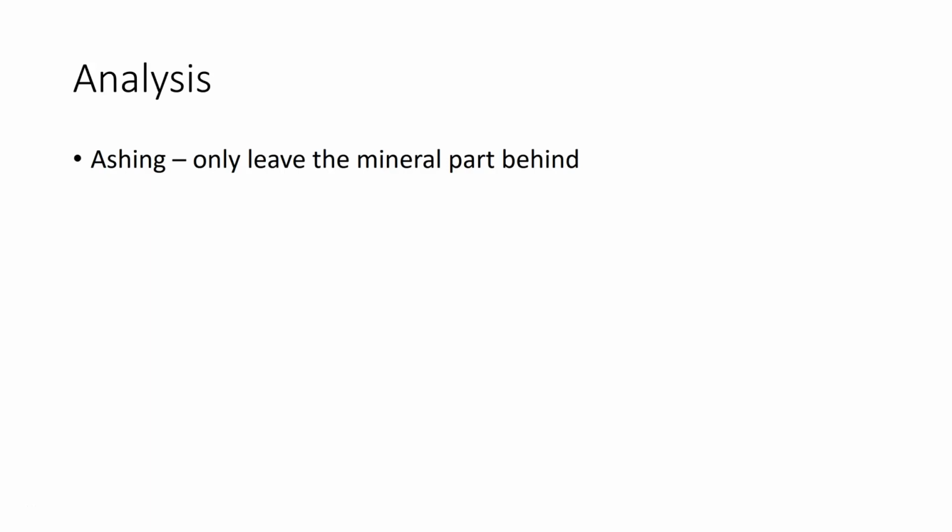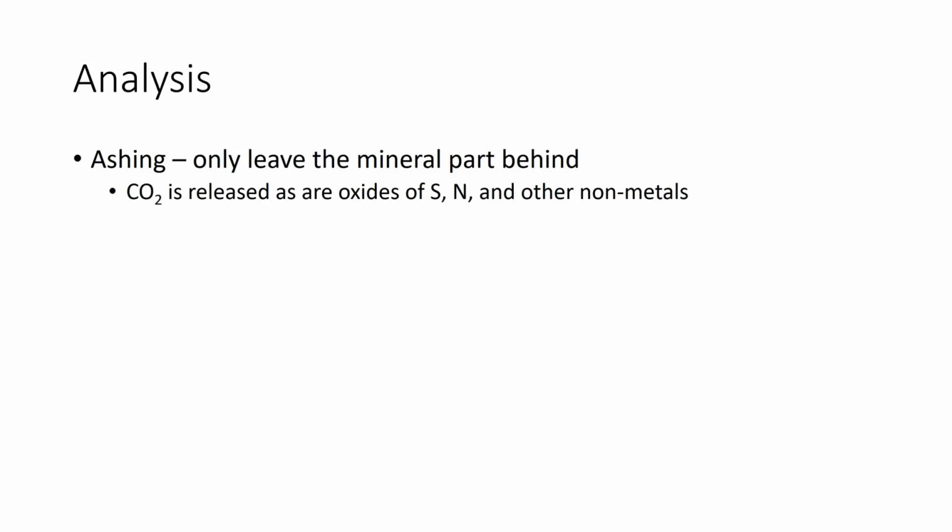The non-metals tend to be oxides and they tend to volatilize off, which means there are special manners by which we analyze them. Carbon dioxide is released, as are oxides of sulfur, nitrogen, and other non-metals. There are two basic formats for ashing. You can do a dry ash, which means you incinerate it at a high temperature.